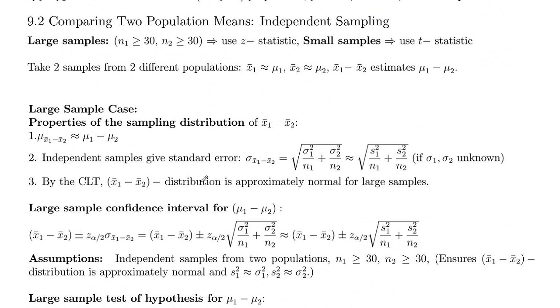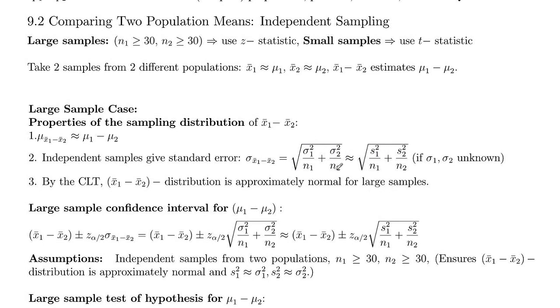So what about the sampling distribution for x1 bar minus x2 bar? Just like in the one variable case, the mean of the sampling distribution should be approximately equal to the population parameter. With independent samples, your standard error, or the standard deviation of that sampling distribution, sigma x1 bar minus x2 bar, is the square root of sigma 1 squared over n1 plus sigma 2 squared over n2. Now if you don't know the population standard deviations, you can use the sample standard deviations.